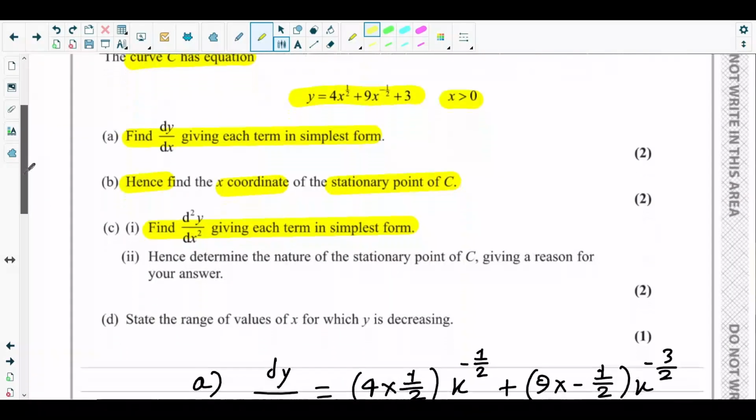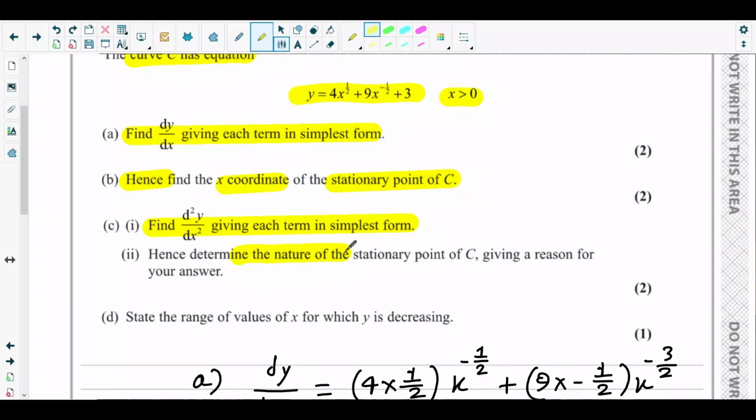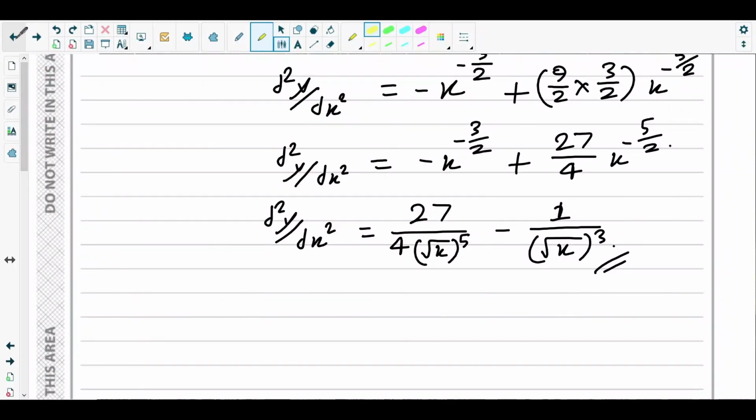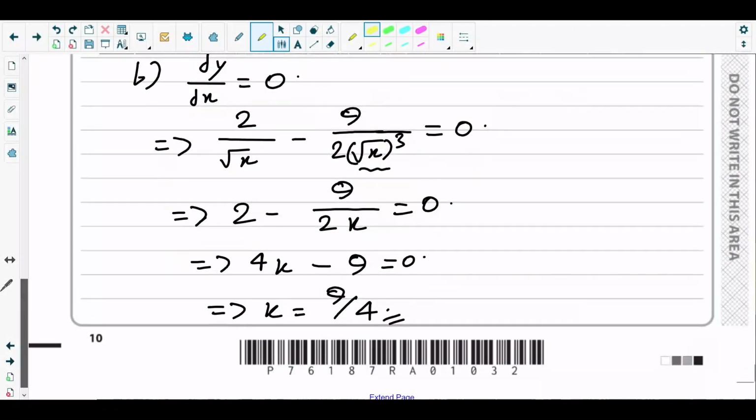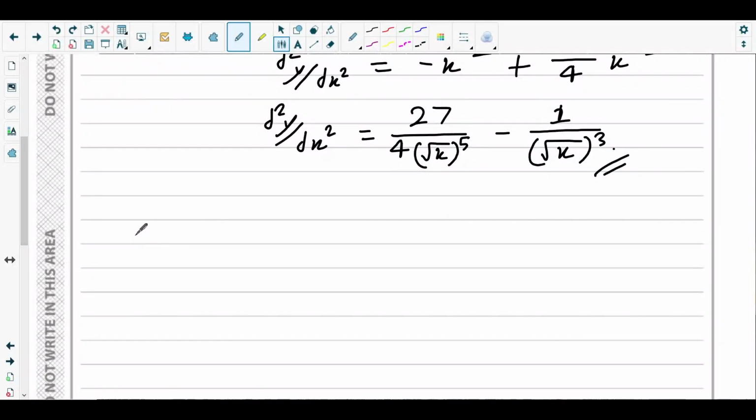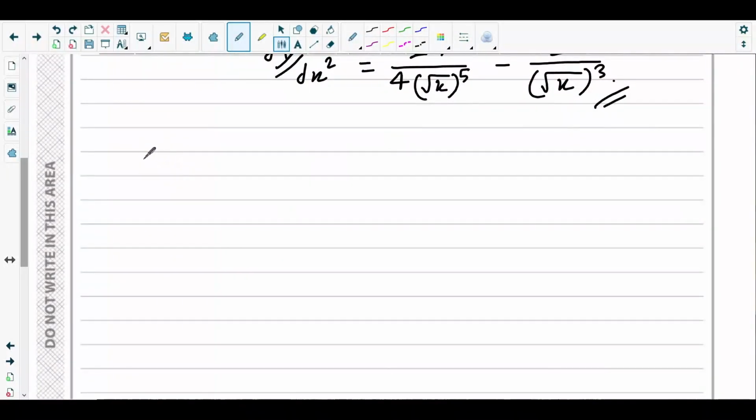In part C2, they are asking to determine the nature of the stationary point of C, giving a reason for your answer. Okay, so they said hence, that means we need to use the second derivative. We got the x coordinate of the stationary point, this is 9 over 4. So if x equals 9 over 4, this is part C2, let's put x equals 9 over 4 into the second derivative, d squared y over dx squared.